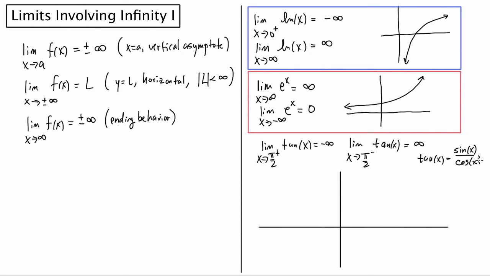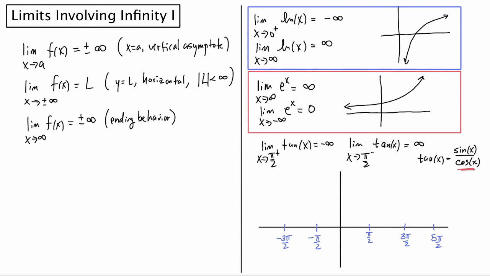And so tangent will have vertical asymptotes wherever cosine is 0. And cosine is 0 precisely at odd multiples of pi halves. So what you see when you plot the tangent function is at the values pi halves, 3 pi halves, 5 pi halves, negative pi halves, all of these odd multiples of pi halves, the tangent function has a vertical asymptote.